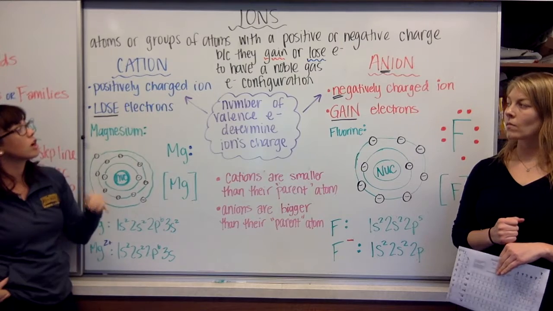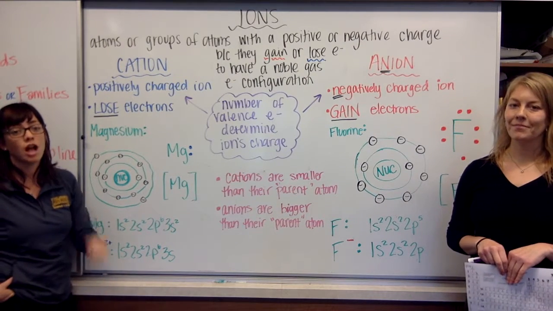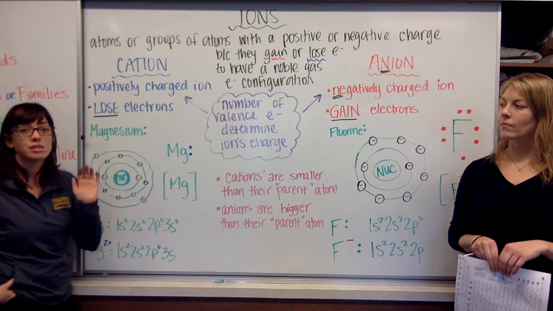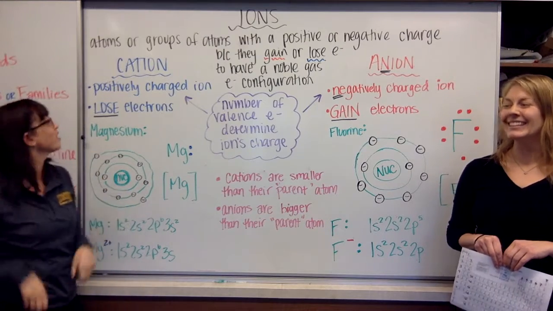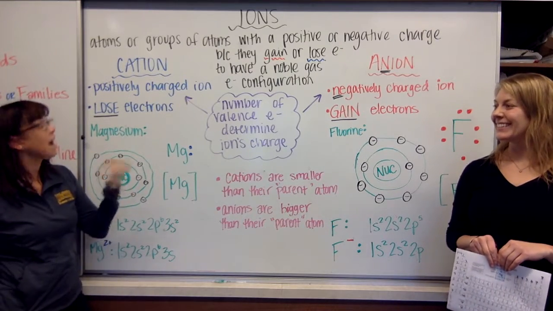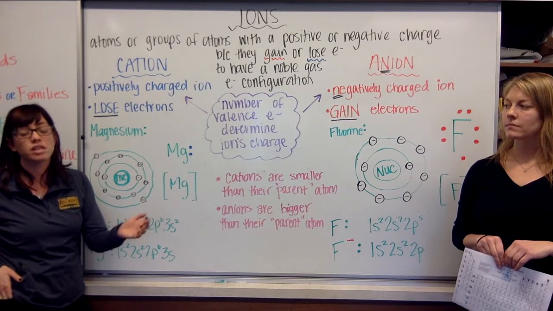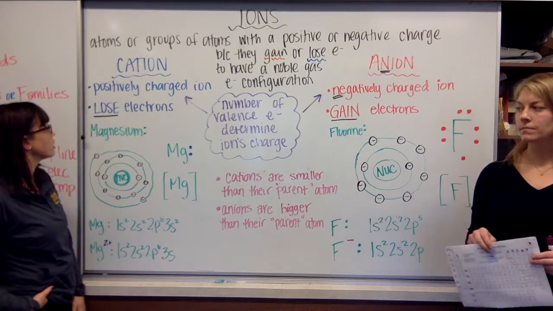But first I'm going to talk about cations, and cations are positively charged ions. I tell everyone you can remember that because a cat has paws, and so it's positively charged. This is my cat. Okay. And cations are positively charged because they lose electrons. So their net charge means that they have more protons than they do electrons. So that's why they're positively charged.